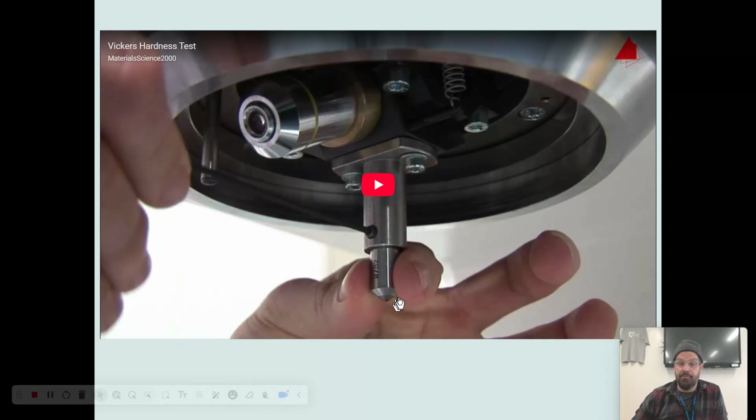Okay, so that's it. Vickers test. The little piece down here is a diamond. Why is it a diamond? Because diamonds are the hardest material we know, right? So it's a diamond that has been cut into the shape of a pyramid.